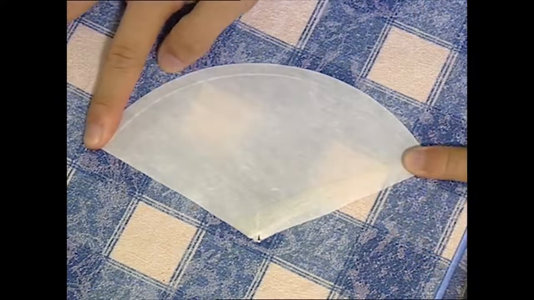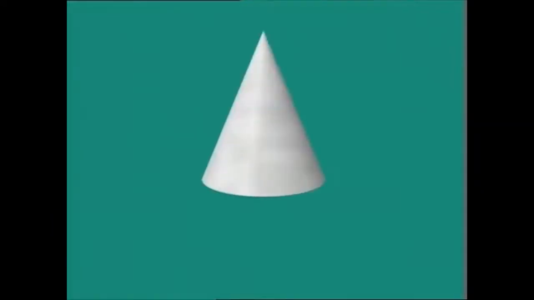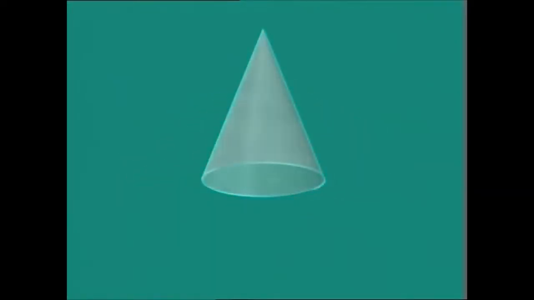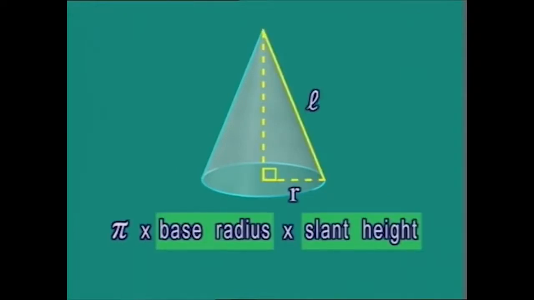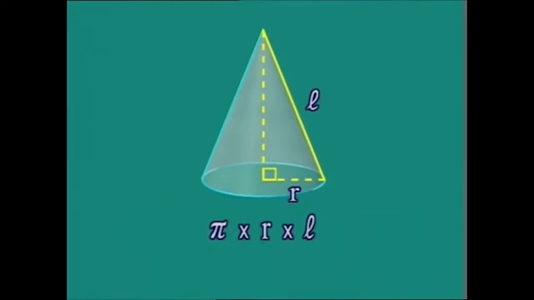Now, to calculate the curved surface area of a cone, we use the following formula. Pi times base radius times slant height. To write it in symbols, it's pi times r times L.